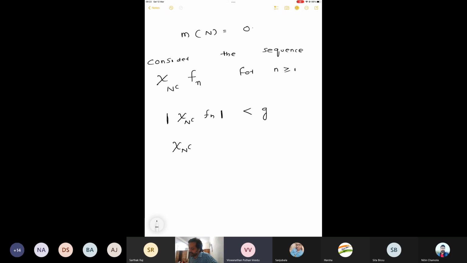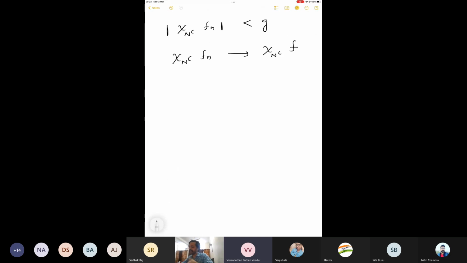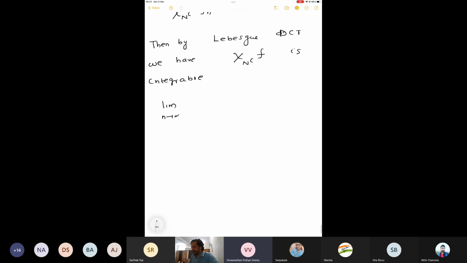Now for all x, chi n complement fn converges to chi n complement f, because on n complement, fn converges to f. Now you are in a situation to apply Lebesgue dominated convergence theorem. Then by Lebesgue dominated convergence theorem, we have the limit function is integrable on n complement. Chi n complement f is integrable, and you can interchange the limit. Limit n tending to infinity integral chi n complement f fn dm is equal to integral chi n complement f dm. I'm just applying the dominated convergence theorem with the assumptions that it holds for a domination and convergence holds for every x on n complement.